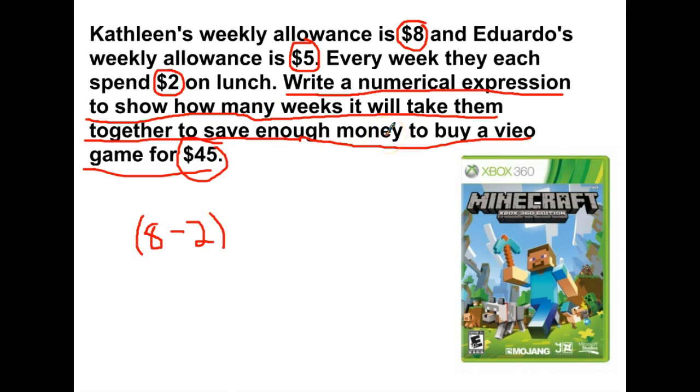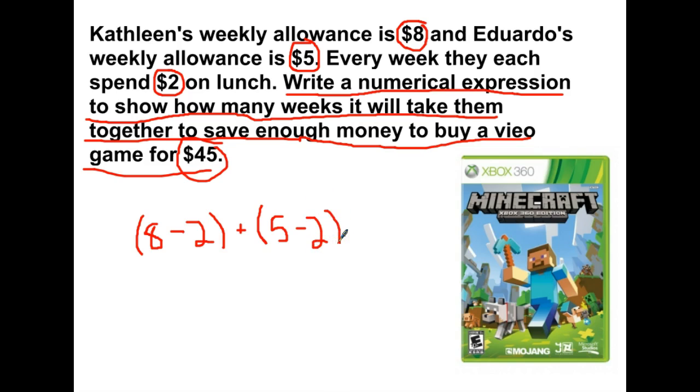Now I can move on to Eduardo's. Eduardo's weekly allowance is $5. Okay, so I'm going to put that in its own set of parentheses. He makes $5 a week, and he spends $2 on lunch as well. And I know that they each spend it separately because it says every week they each spend $2 on lunch. So 5 minus 2 as well.